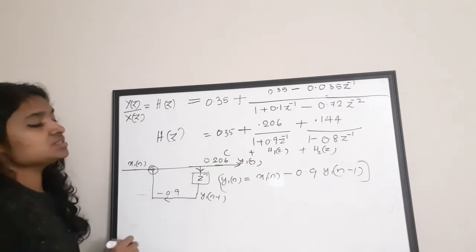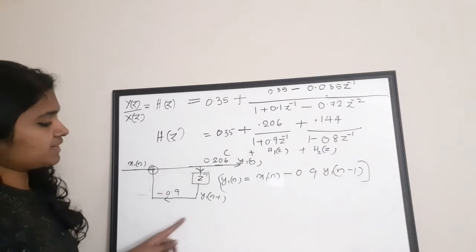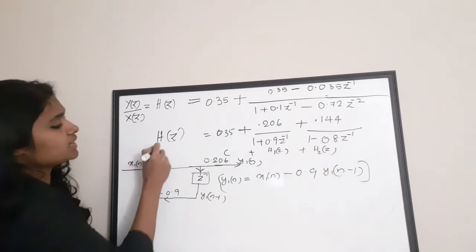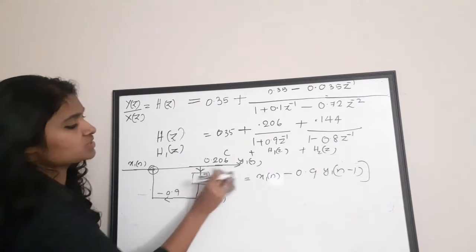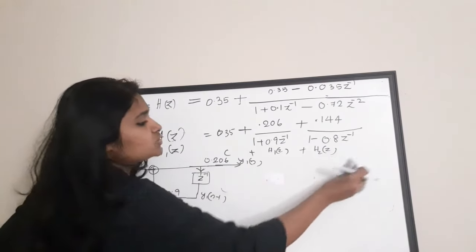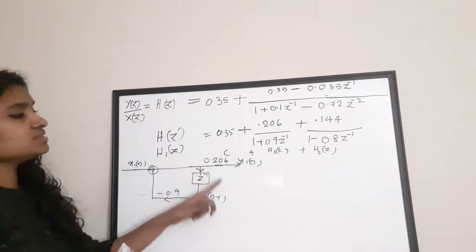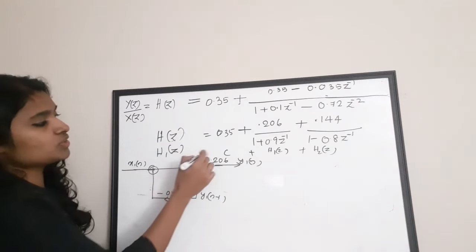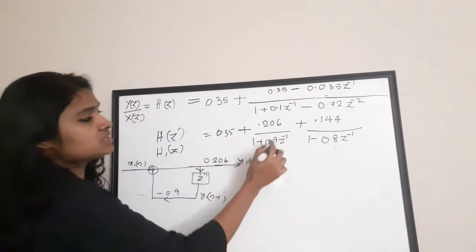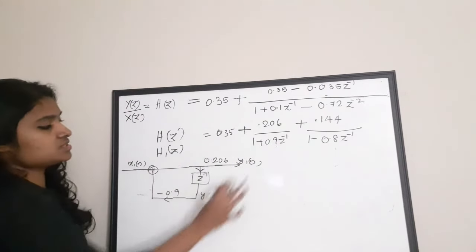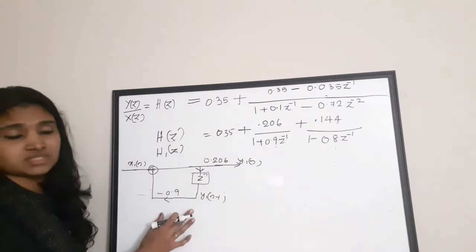Okay, so this is the realization of your h1 of z. We just remove it because we have already drawn it, right? So this is the realization of your h1 of z, that is this term. So this is a realization of your h1 of z.